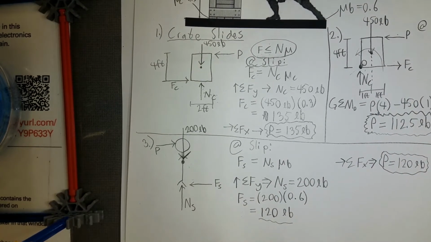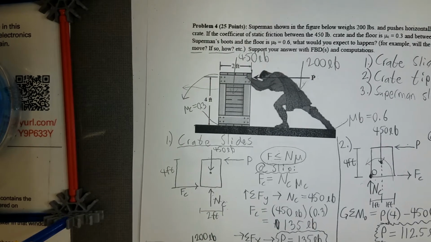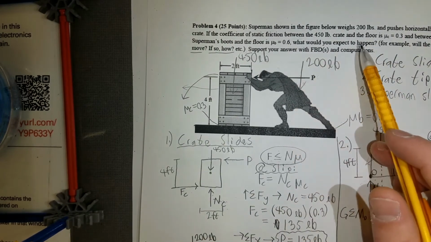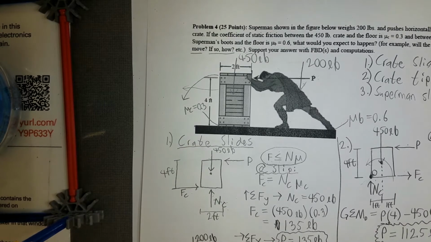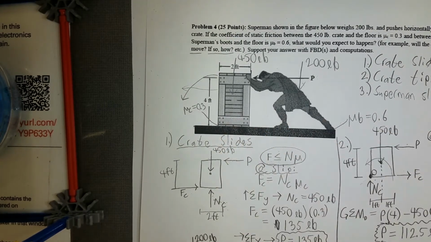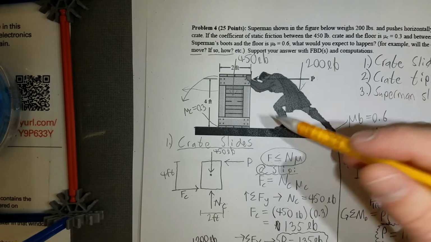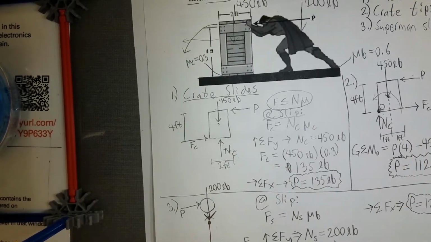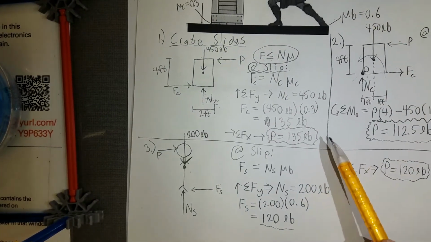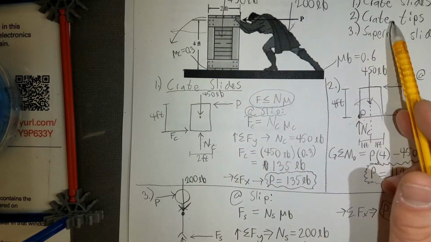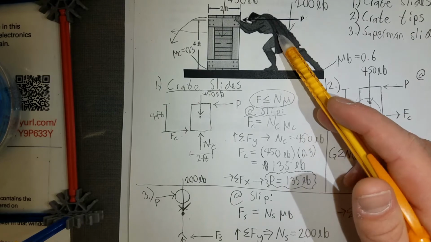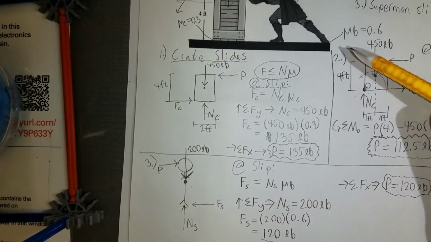Okay, and we're still not done, because what the question is asking for is, what do you expect to happen? So in this situation, which of these cases is going to happen? Is the crate going to slide first? Is it going to tip first? Or is Superman going to start sliding as he's pushing? Well, this is where it comes in handy with the P's that we're solving for. Ultimately, all of these three things are dependent on how much P is acting on it. So we need to look at these situations.